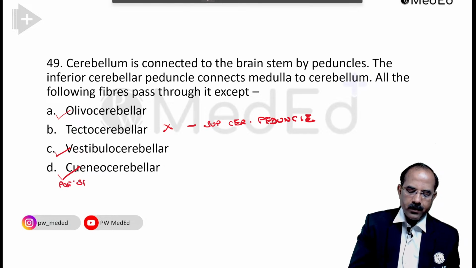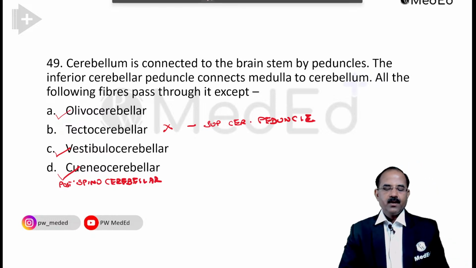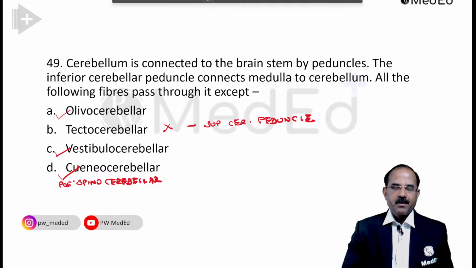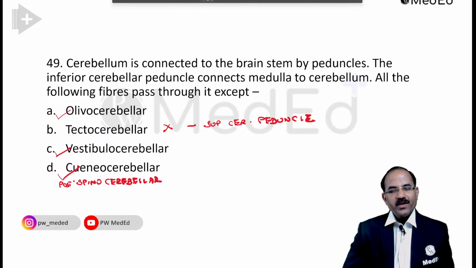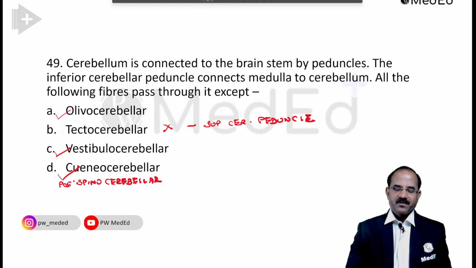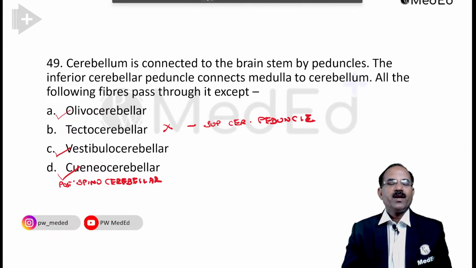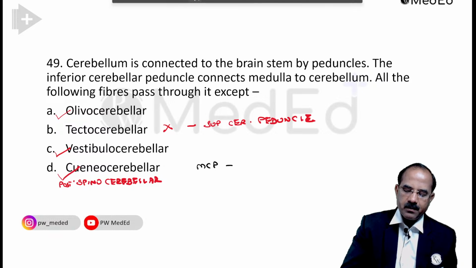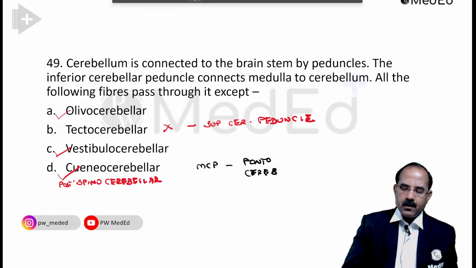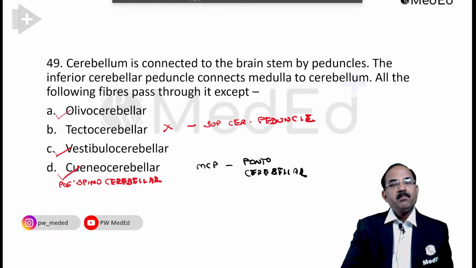Okay. Olivocerebellar, vestibulocerebellar. What else passes through the inferior cerebellar peduncle? Posterior spinocerebellar. Okay. So olivocerebellar, vestibulocerebellar, cuneocerebellar, and posterior spinocerebellar pass through the inferior cerebellar peduncle. Tectocerebellar fibers pass through the superior cerebellar peduncle. What fibers pass through the middle cerebellar peduncle? Middle cerebellar peduncle is the pontocerebellar. Pontocerebellar fibers pass through the middle cerebellar peduncle.